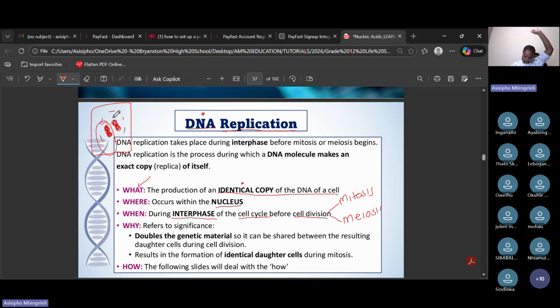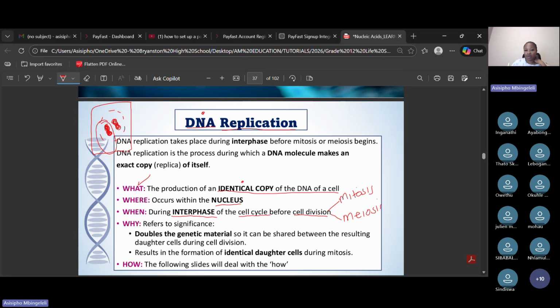If I was asked when does DNA replication happen, and I were to write that it happens during interphase before cell division, without mentioning the part about the cell cycle, will I get a wrong or a right mark?